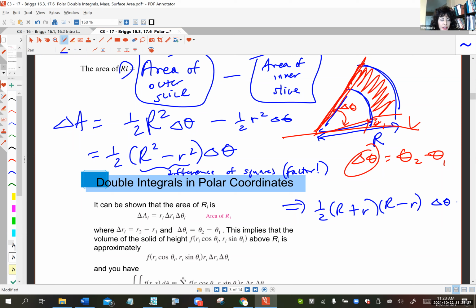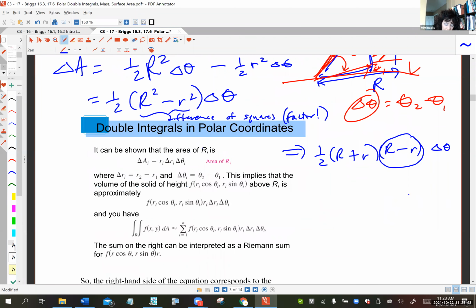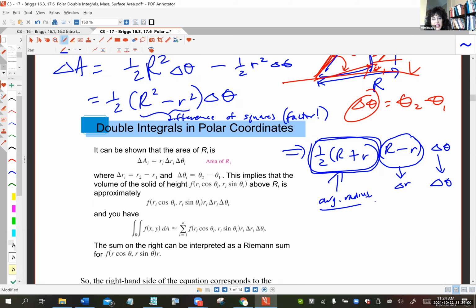Okay, now I'm going to start renaming stuff. Watch closely. The difference between the big radii and little radii, I'm going to rename it delta r, because it is a difference and delta means difference. And we still have the delta theta, copy it down. Now look at this right here. That is the average radius. Well, how do you know? When you add two things together and divide by 2, isn't that taking the average?